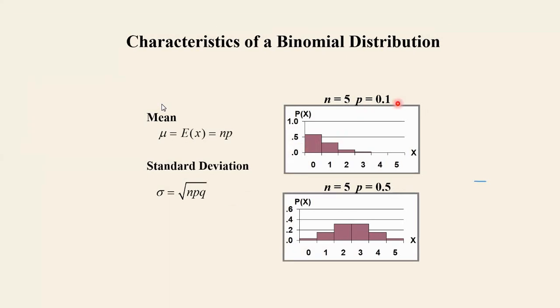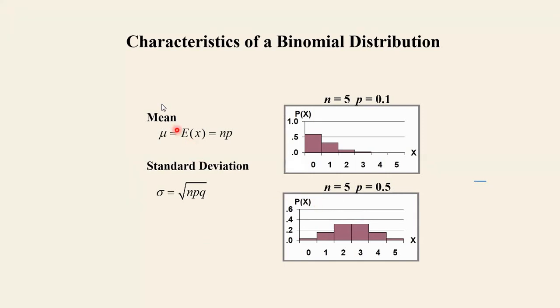Here it is p equal to 0.1. For small probabilities, it is right skewed. And when p is equal to 0.5, it is symmetrical, because both sides have equal probability.